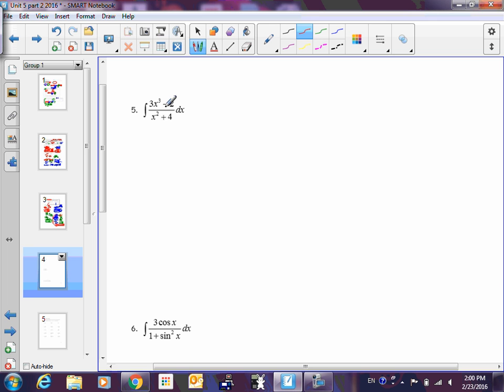Long division is what we want to do here, because even if I did what I did on the last problem, which is split this up, I'm still going to have an issue with this x cubed. So we've got to do long division. Yay! Okay. So let me remind you how to do long division.